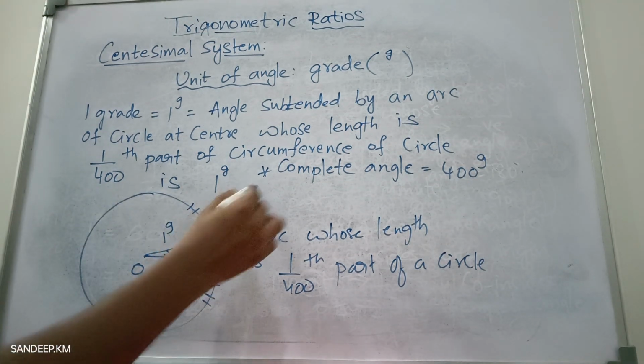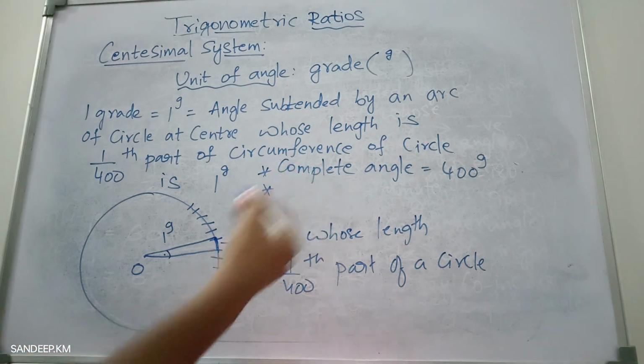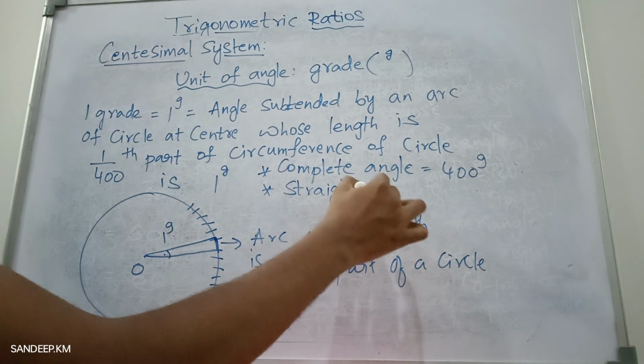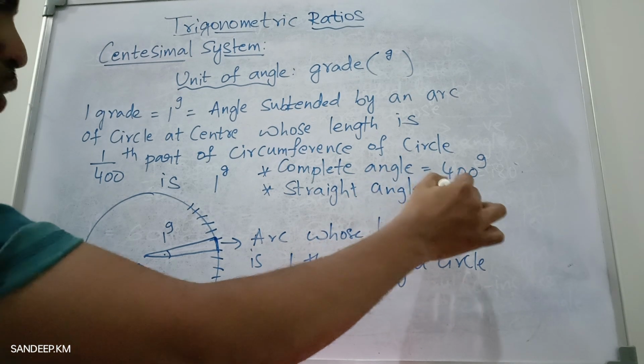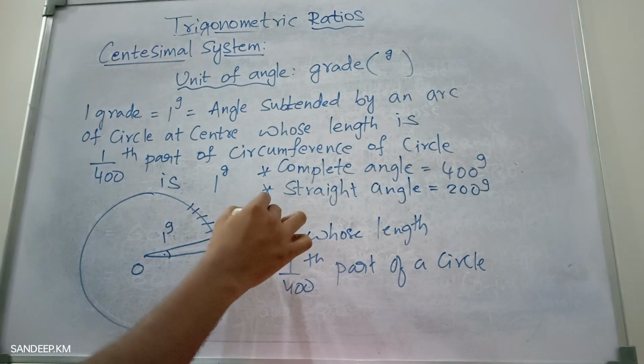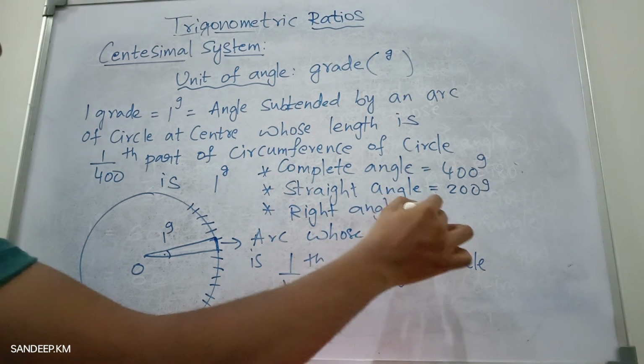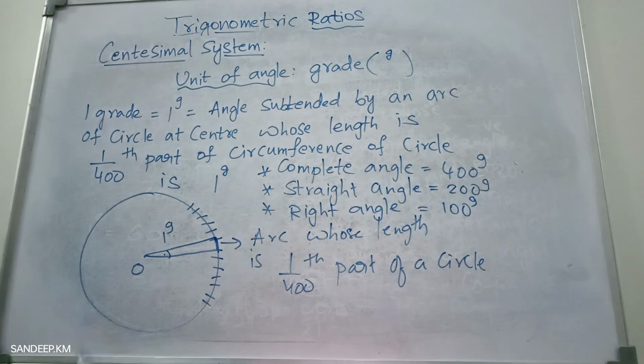Now, half of the complete angle is a straight angle. A straight angle in this particular system is equal to 200 grades, and a right angle in this system is 100 grades.